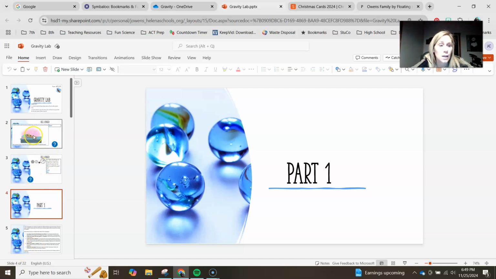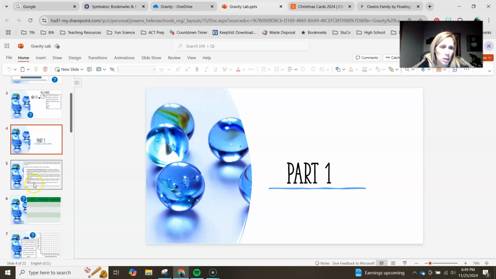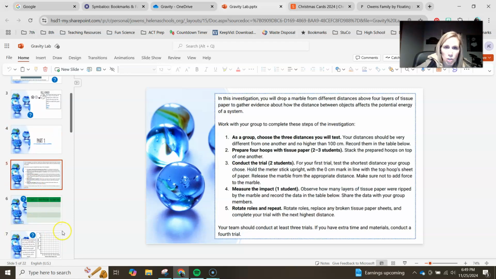So you are coming out of this with both sides. Okay, so for your part, you are going to be taking a look at potential energy based on distance above an object for a fall. So we're looking at gravity and potential energy. In this investigation, you will drop a marble from different distances above 4 layers of tissue paper to gather evidence about how the distance between objects affects the potential energy of a system.